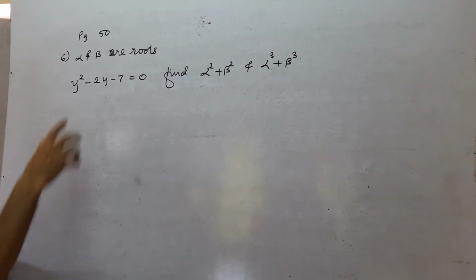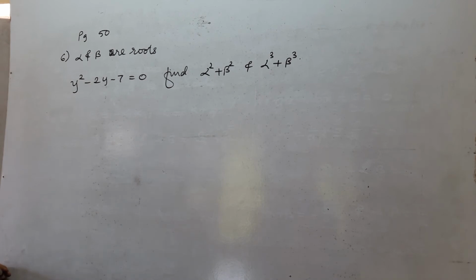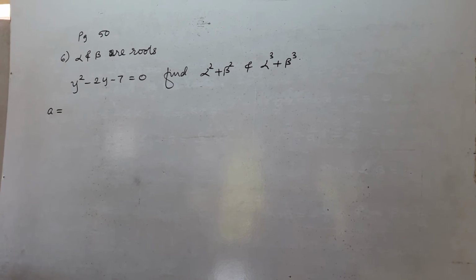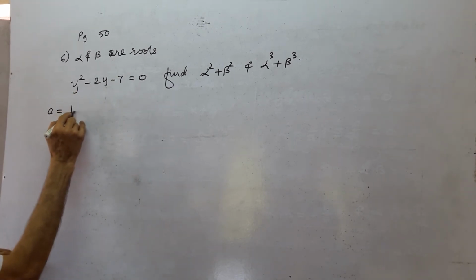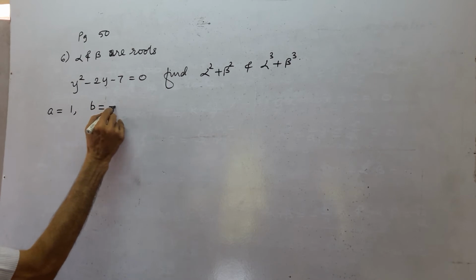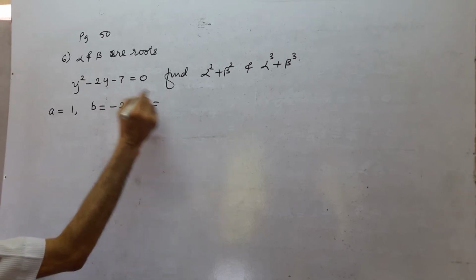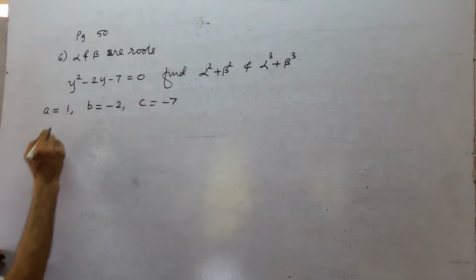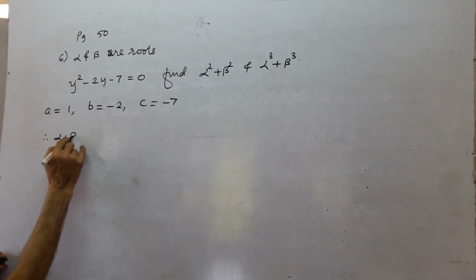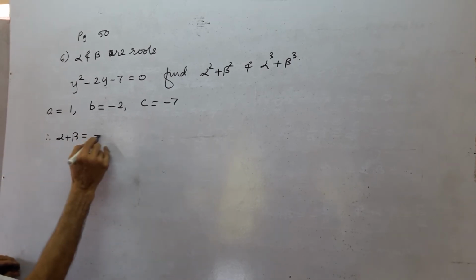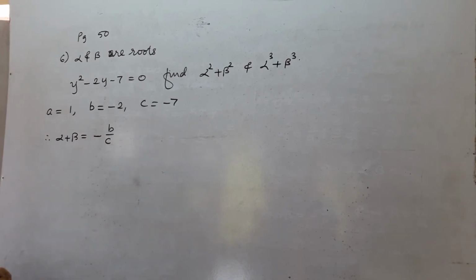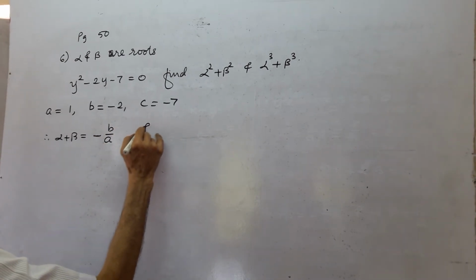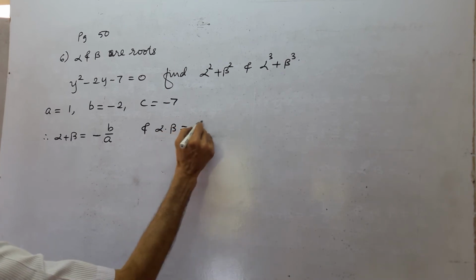Now look, whenever they give an equation, we first have to write A, B and C. So here, comparing with the general form, we get A is equal to 1, B is equal to minus 2, and C is equal to minus 6. Now here, alpha plus beta is equal to minus B upon A is the formula, and alpha into beta is C upon A.